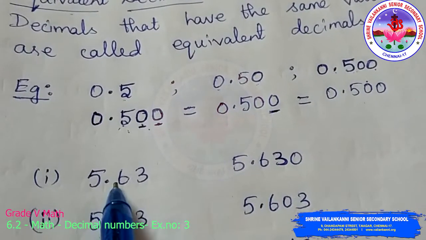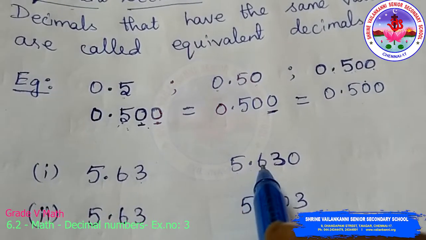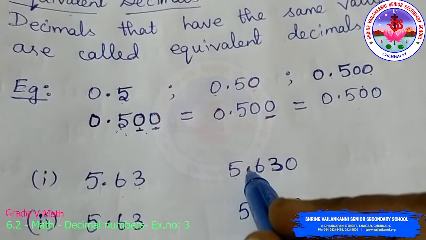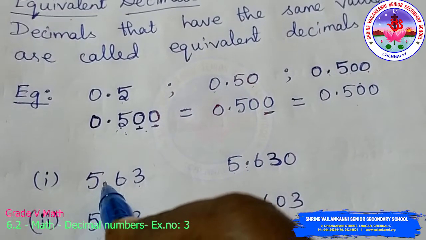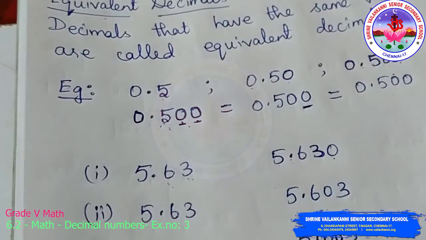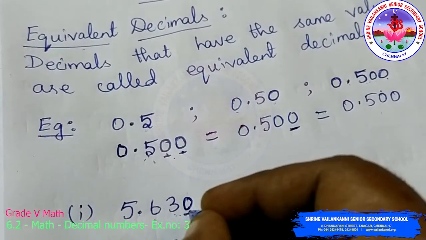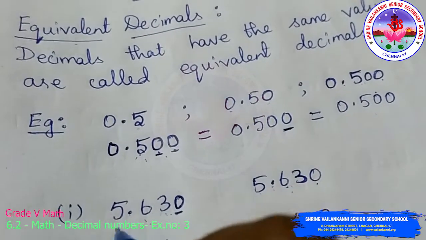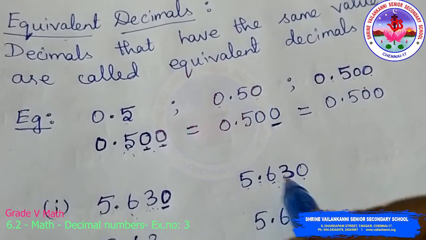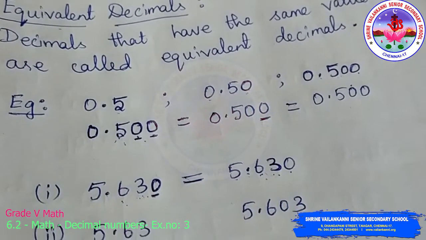First, compare these 2 numbers, 5.63 and 5.630. If you check after the decimal, here it is 2 digits, here it is 3 digits. So I am going to add 1 zero here, and if you compare, 5.630, it has become an equivalent decimal number.